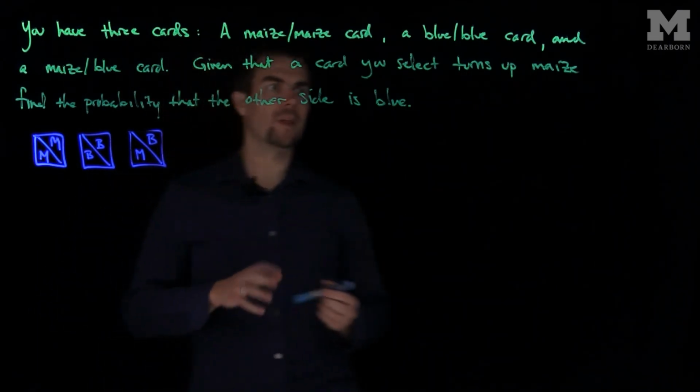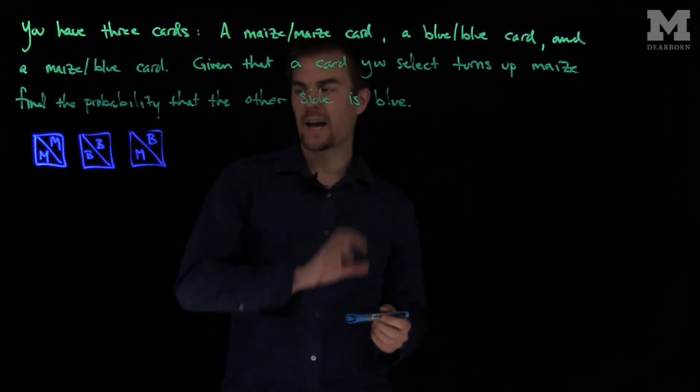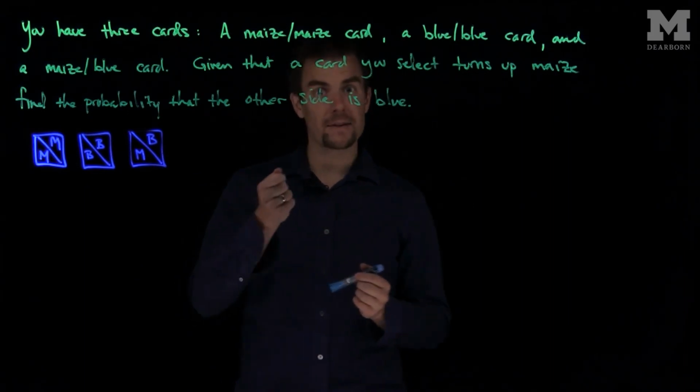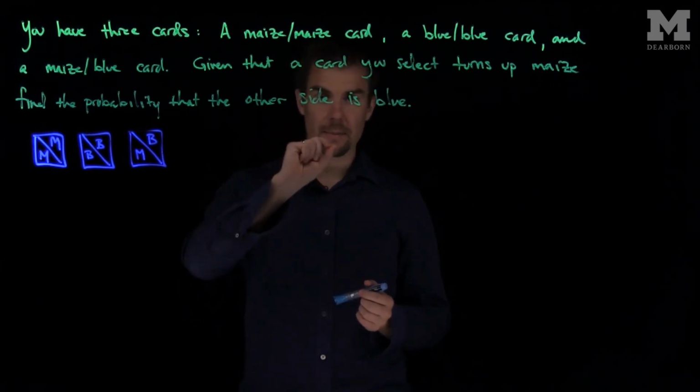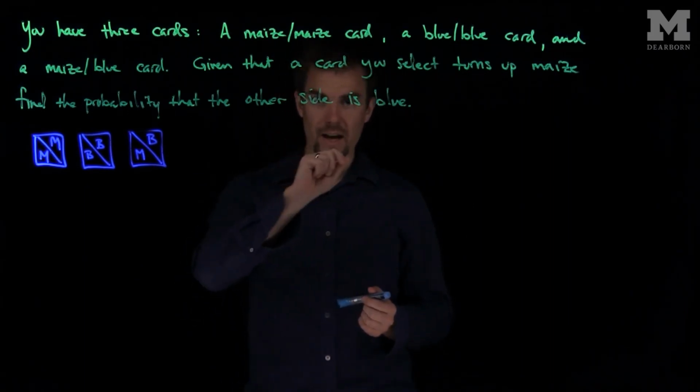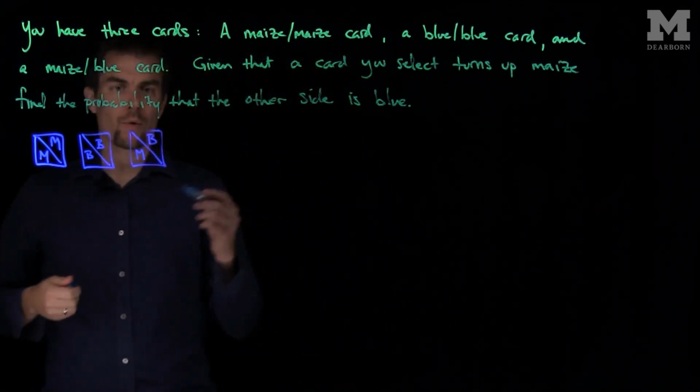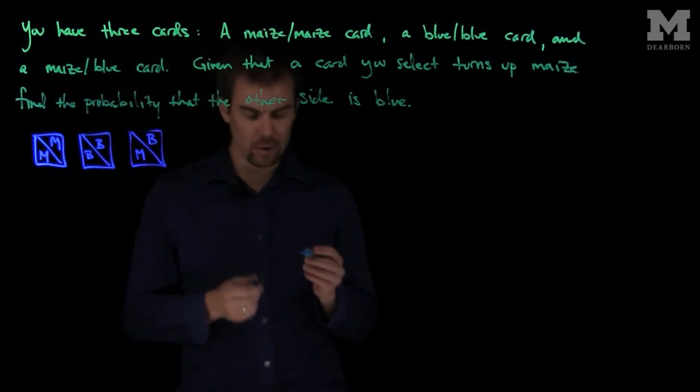And we're given in the problem that you select one of these three cards and you place it down and the maize is face up. So the front is maize and the back could be maize, or the front could be blue and the back could be maize. So we're asked the question, find the probability the other side is blue.